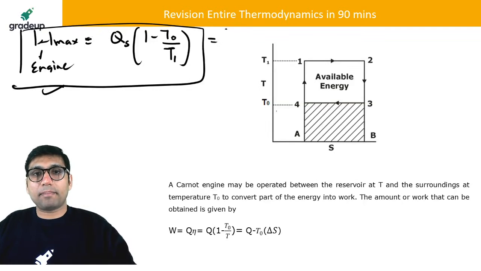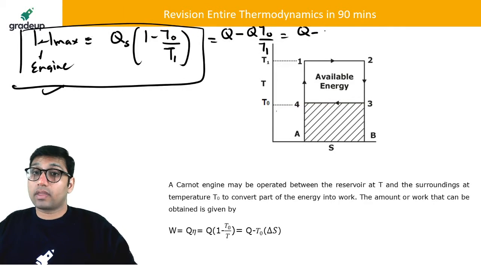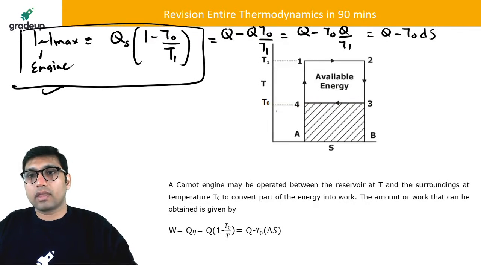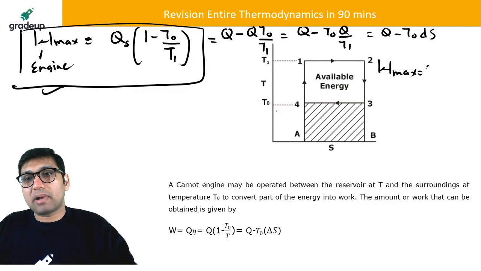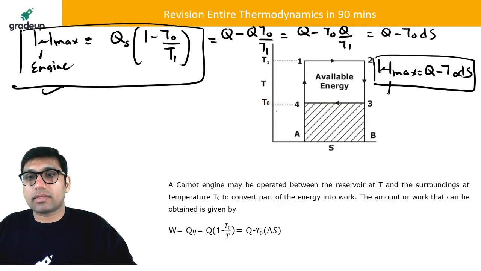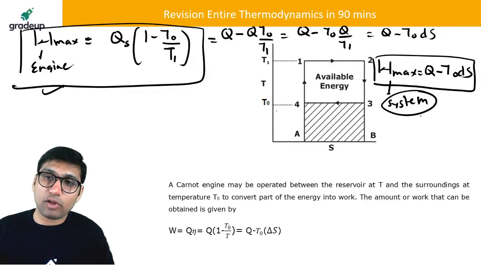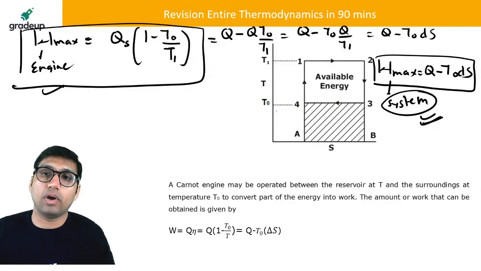If you rearrange the terms, you will be getting this as Q minus Q T0 by T1. You can also write it as Q minus T naught into Q by T1. This, my dear students, this is the entropy. This is equal to Q minus T naught into ds. Okay. This formula is used for finding the maximum work for a system undergoing a process. Q, heat supplied, minus T naught into ds.